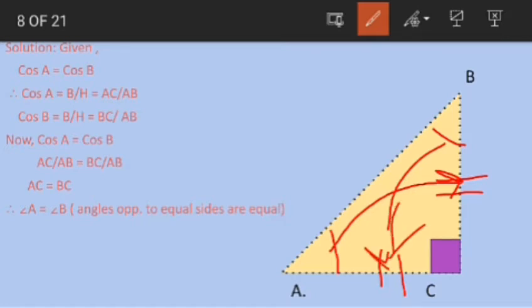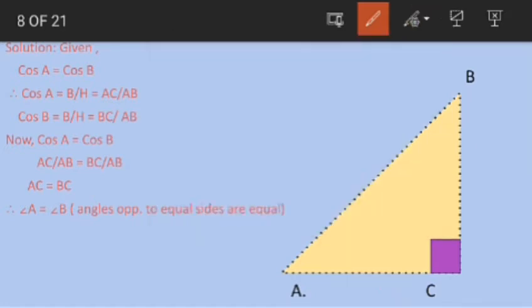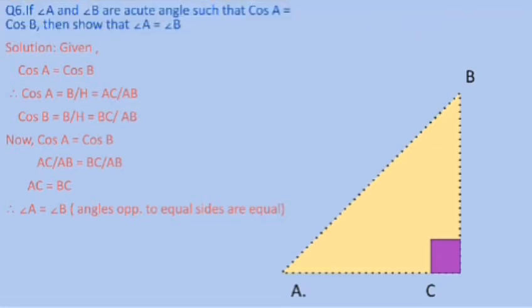Therefore, by the theorem we learned in the previous class, angle A is going to be equal to angle B. Okay class, and this is what we need to prove. We were given that angles A and B are acute angles and cos A equals cos B. We need to show that angle A equals angle B.